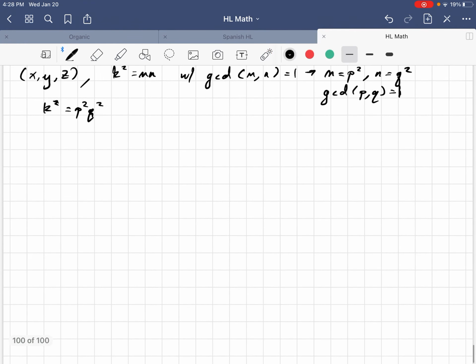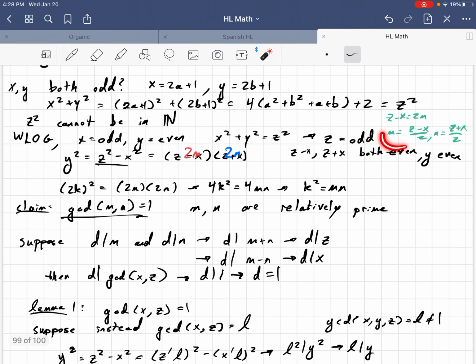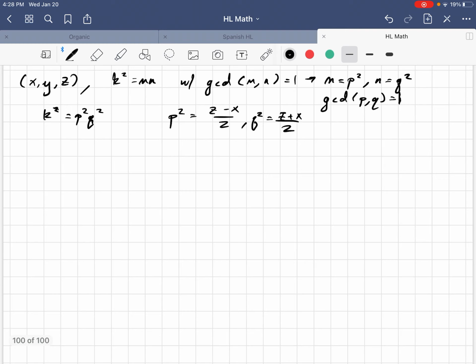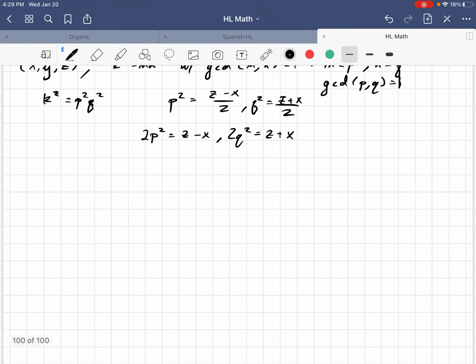So now we said before up here in green that m is (z minus x) over 2 and n is (z plus x) over 2. So that means if m is equal to p squared, then p squared is equal to (z minus x) over 2, and q squared is equal to (z plus x) over 2. Okay, so then 2p squared is equal to z minus x, and 2q squared is equal to z plus x.